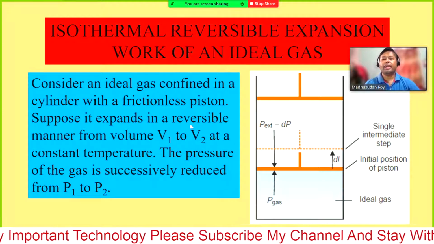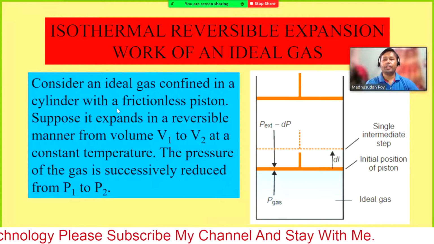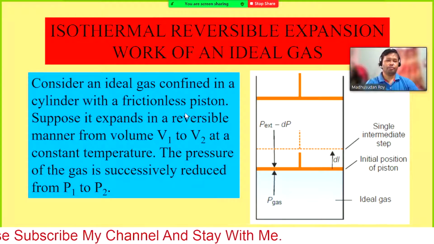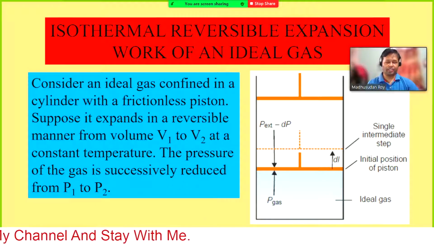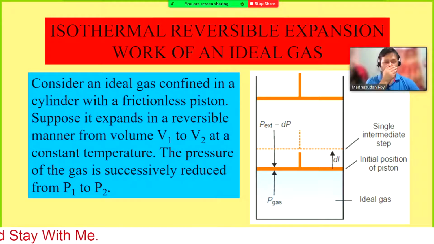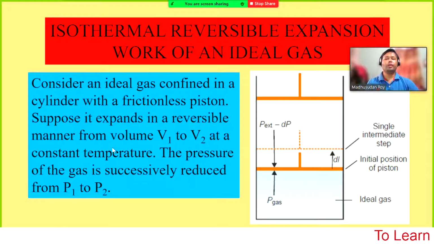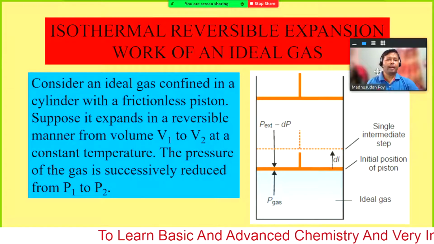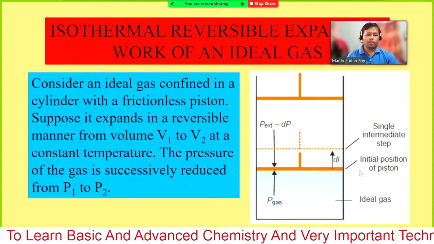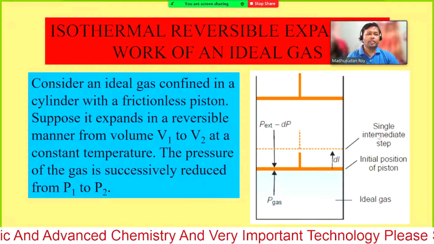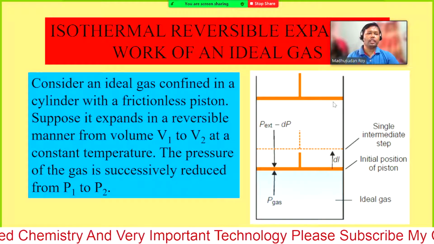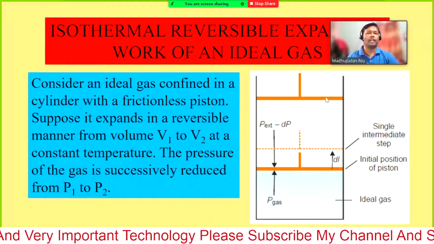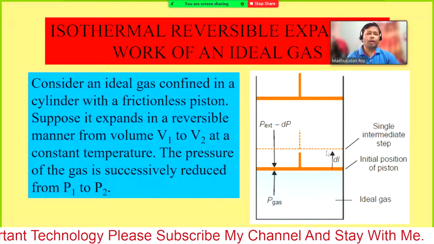Now consider an ideal gas confined in a cylinder with a frictionless piston. Again, nothing is frictionless. Suppose it expands in a reversible manner from V1 to V2. So this is our initial position, and a single intermediate step. It is expanding. This is the initial position, this is the final position. So this is our smallest step.